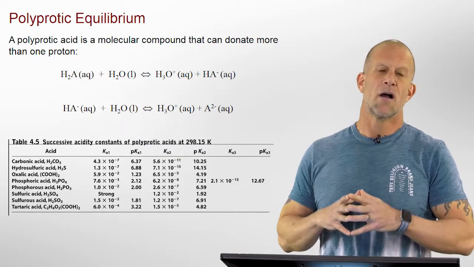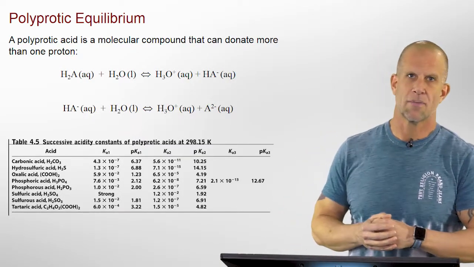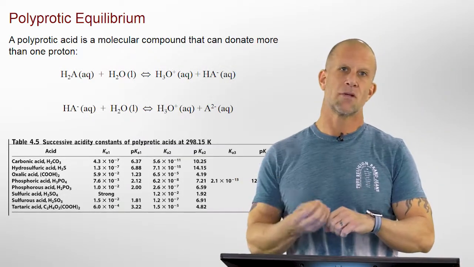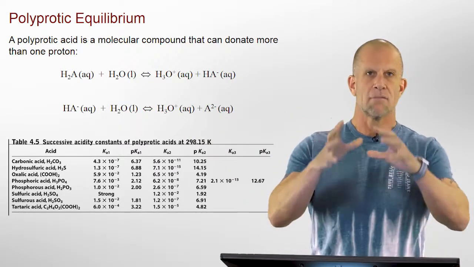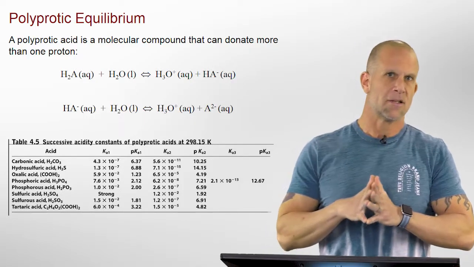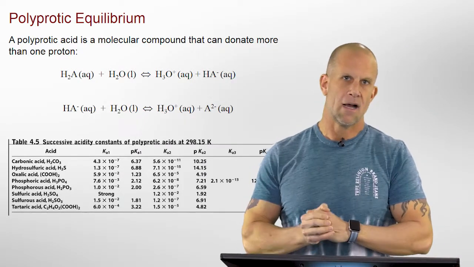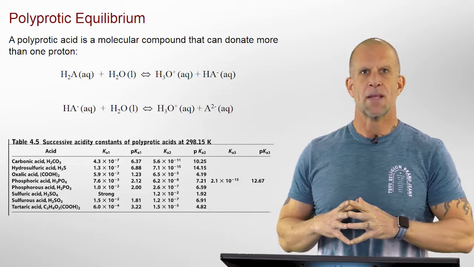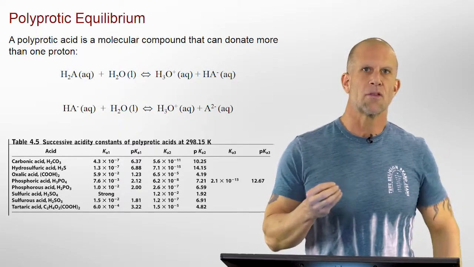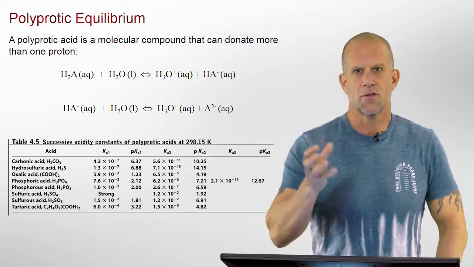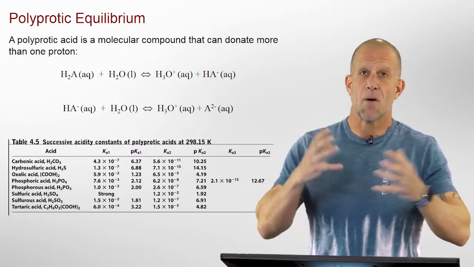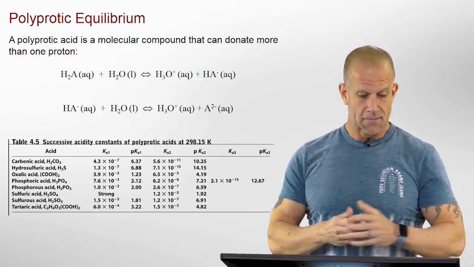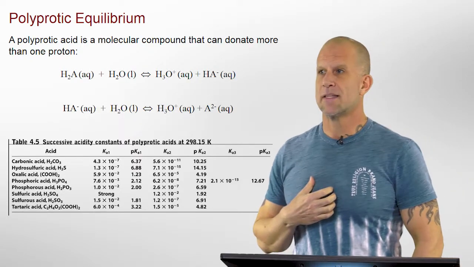So we often in introductory chemistry talk about strong acids and bases, where strong acids give off a single proton, something like HCl, something like nitric acid, HNO3, etc. Once we introduce those strong acids, we often move on to ones that have multiple protons. And I've given a list of some of these acids here.